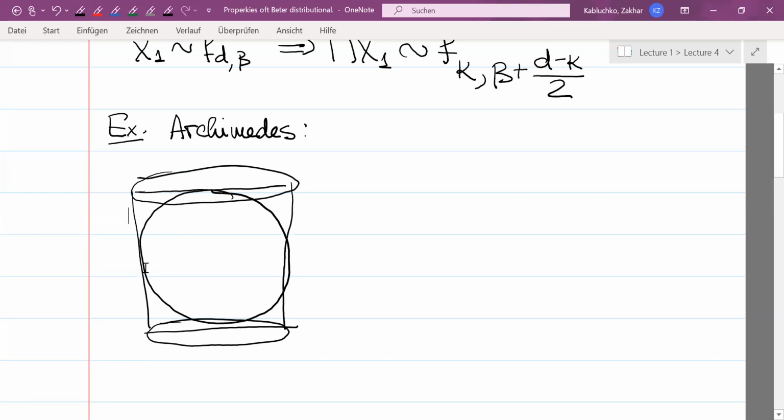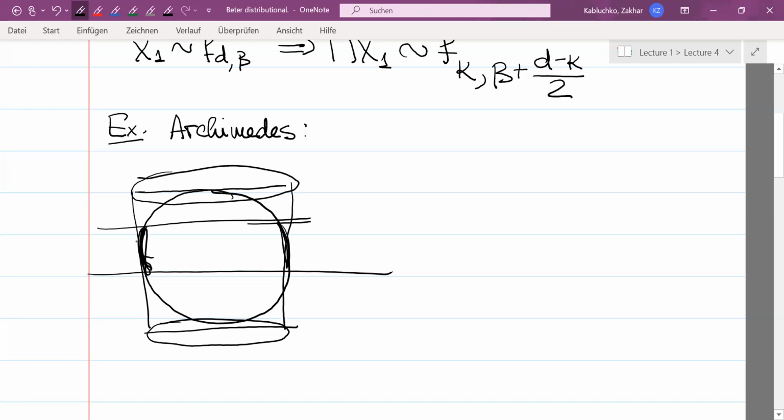Then the surface of the sphere is the same as the surface of the vertical part of the cylinder. So the surface of the cylinder without these two caps is the same as the surface of the sphere. And moreover, if we take a horizontal slice, then the surface of the sphere contained here is the same as the surface of the cylinder for every horizontal slice.